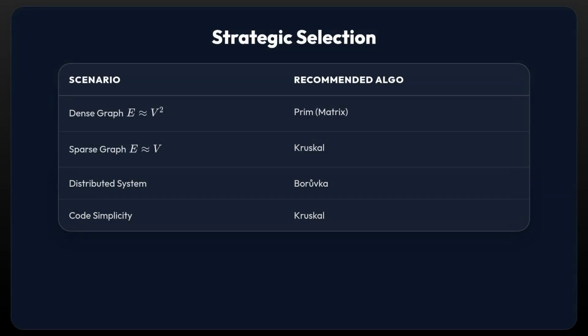So which one should you choose? If your graph is dense, like a fully connected network, Prim's algorithm with an adjacency matrix is unbeatable. If the graph is sparse, Kruskal is often preferred for its simplicity and cache efficiency. And if you are processing massive graphs on a cluster, Boruvka is the king of parallelism.